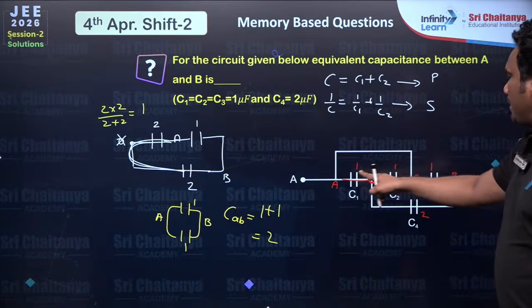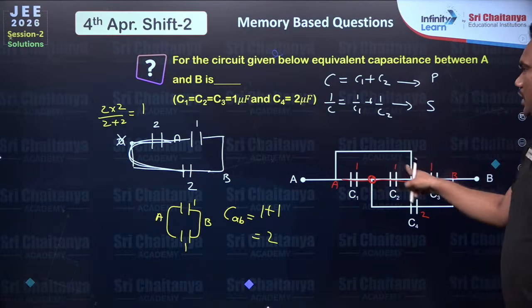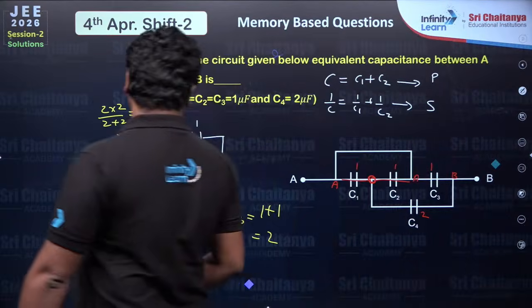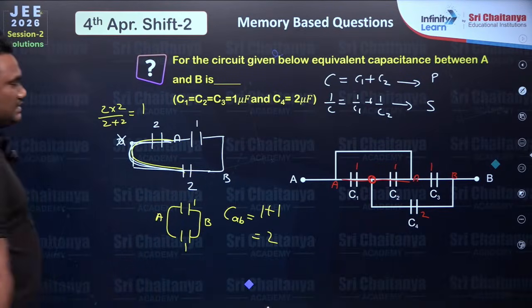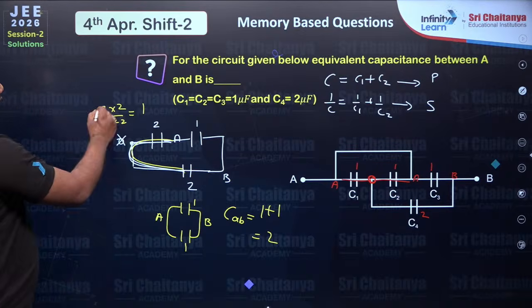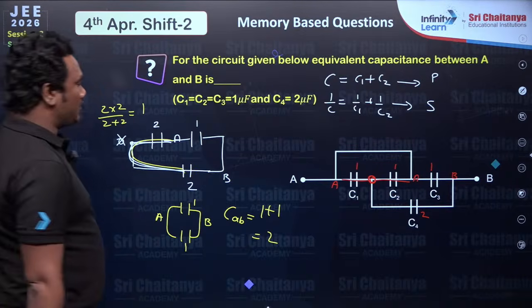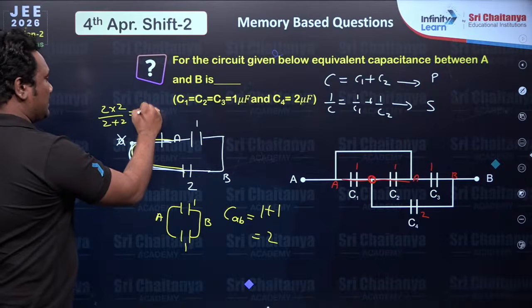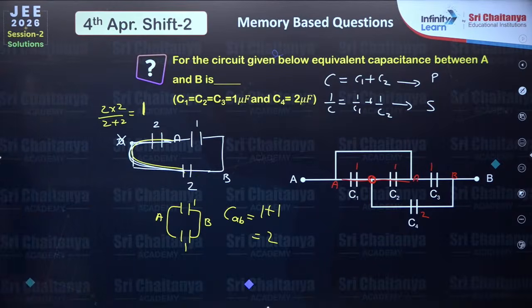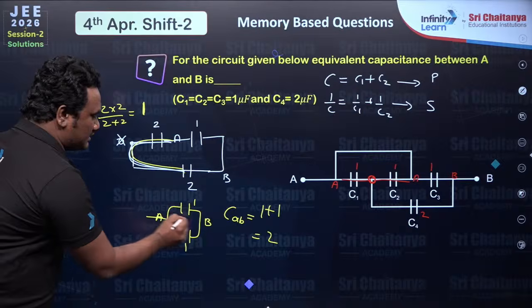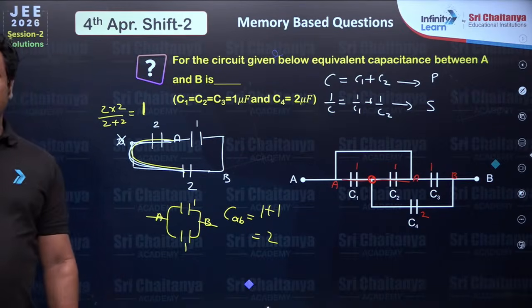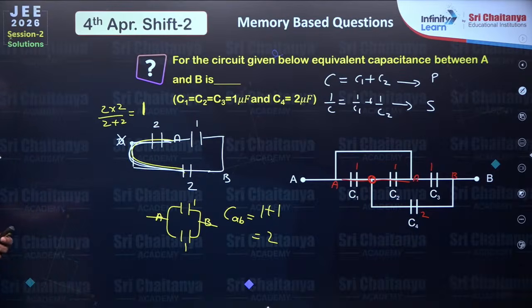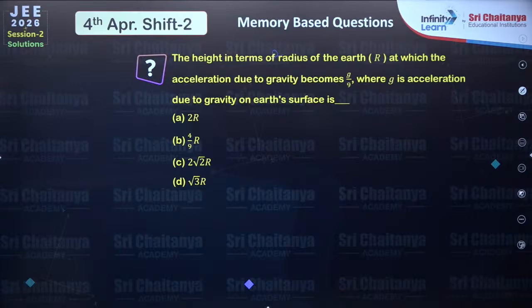So first these two are parallel. These two are parallel means 1 plus 1 is giving you 2. This 2 and this 2 will become series. So in the series, 2 into 2 by 2 plus 2, like 1 by C1 plus 1 by C2, gives the answer as 1. So this is 1 and this is 1 and both are once again parallel. So capacitance between A and B is 1 plus 1, which is 2. It's a very easy question if you mark all the points. So let's see the next question.